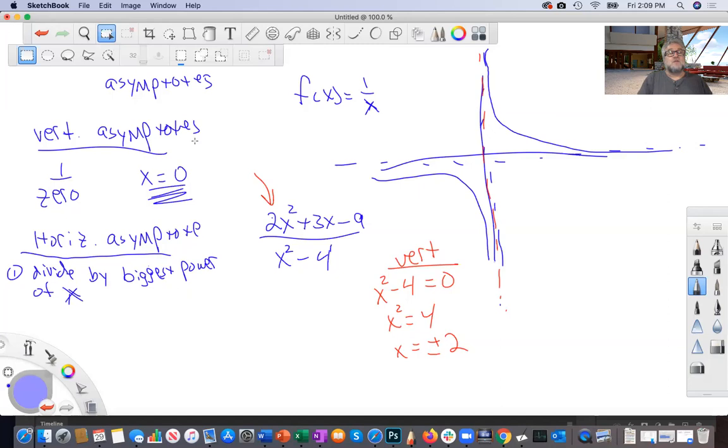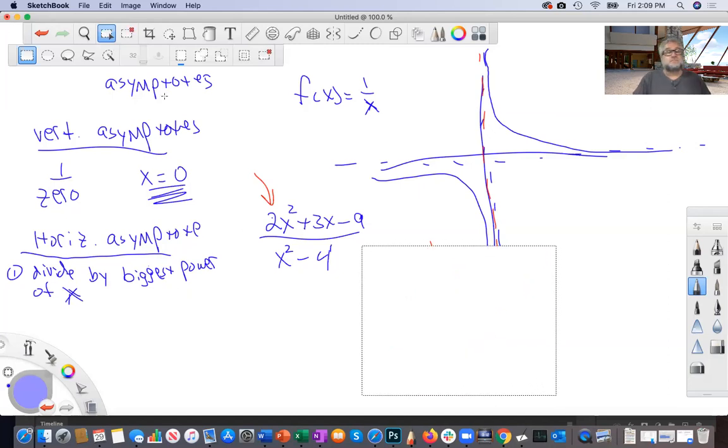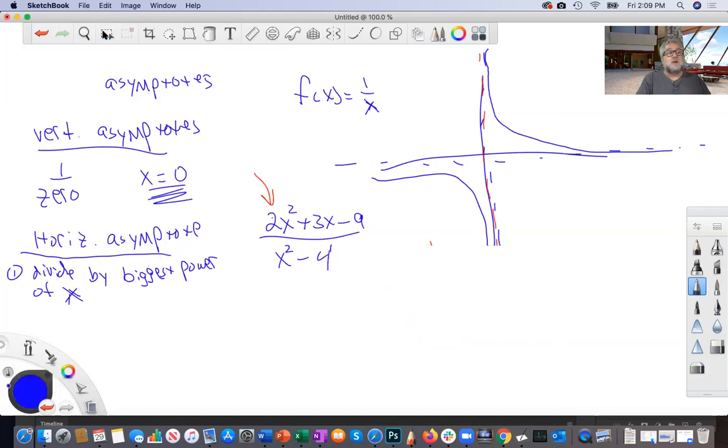So that means I'm going to take every term that I have and divide it by x squared, because x squared is the biggest term. So I'm going to write this as 2, and then this is x squared over x squared plus 3x over x squared minus 9 over x squared, divided by x squared over x squared minus 4 over x squared.